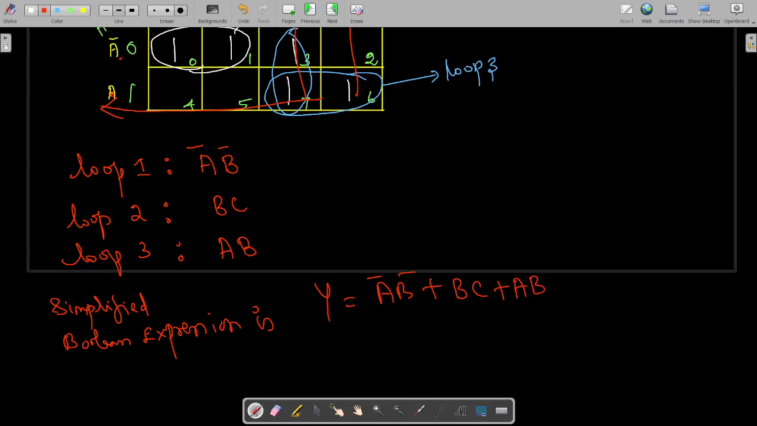If you notice again, A bar B bar and AB together form an XNOR. So I can write it as A circle dot B plus BC. This is your final answer. Okay, thank you. Hope you have understood.